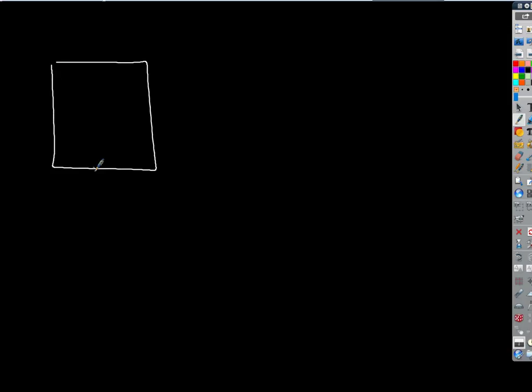So here's our scale. And here's a person standing on the scale. There's the person standing on the scale. All right, thank you.